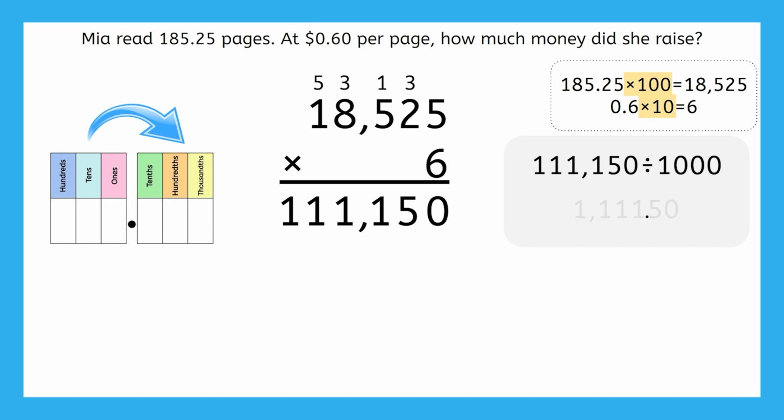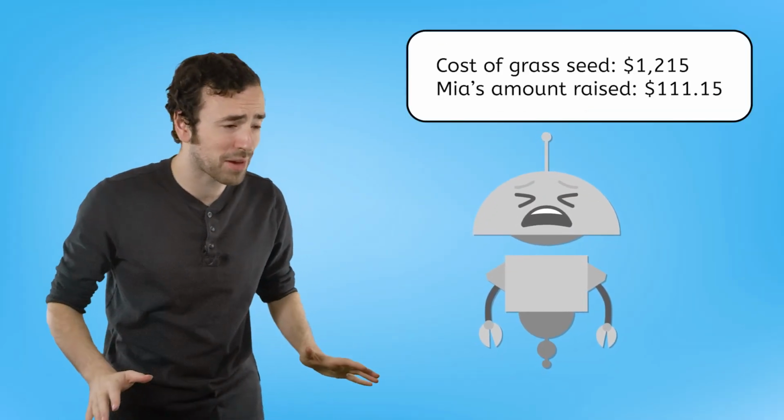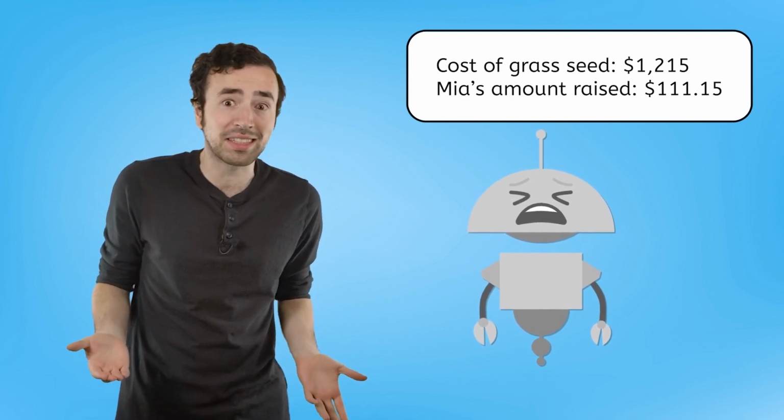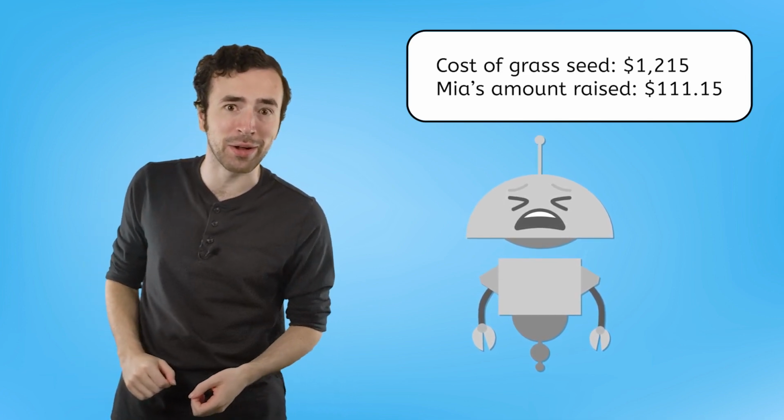Drumroll, please. Mia raised $111.15. Oh, no, don't be upset, Mia. It's okay that $111.15 isn't enough for the grass seed because you have teammates fundraising as well.